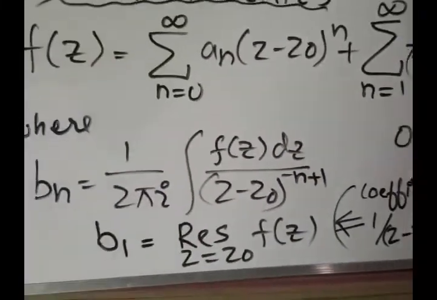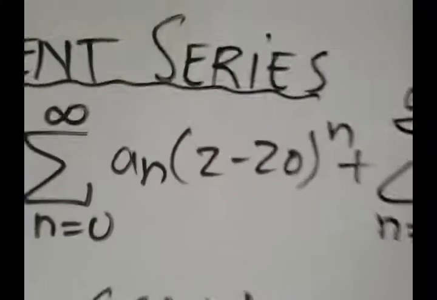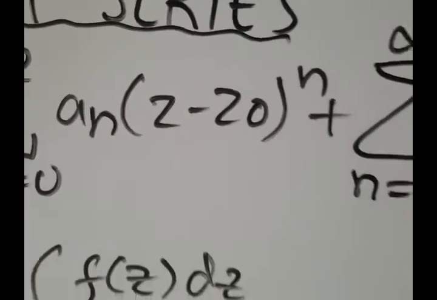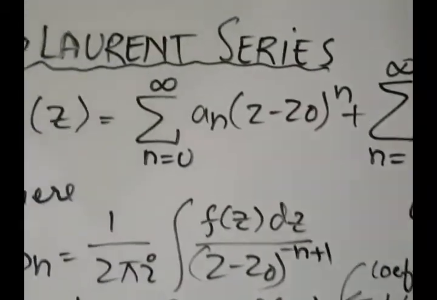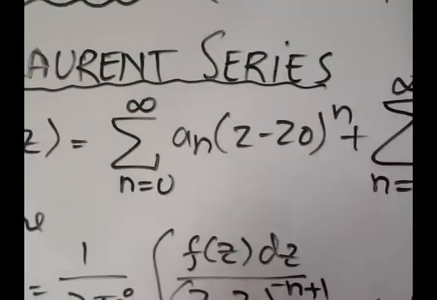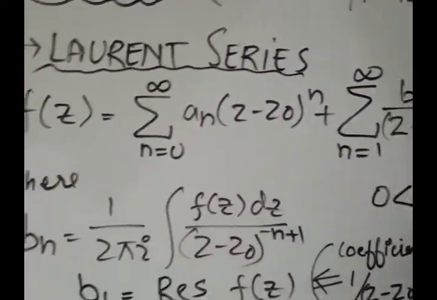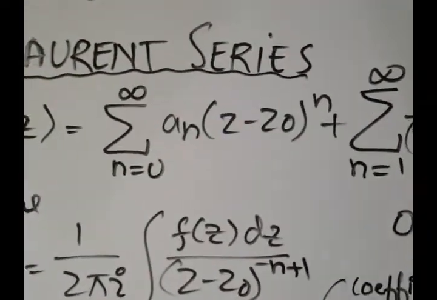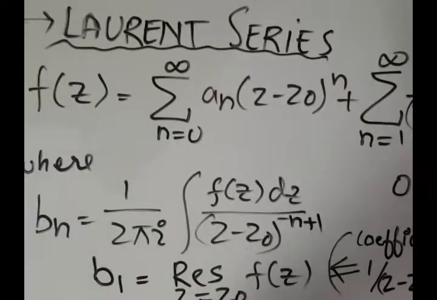It is very important to know what actually z_0 is. z_0 is the point around which we are expressing our function in terms of Laurent series, and you can see in the coming example that z_0 is basically the point around which our function is not defined, and how it will help us to attain the solution of that particular integral.